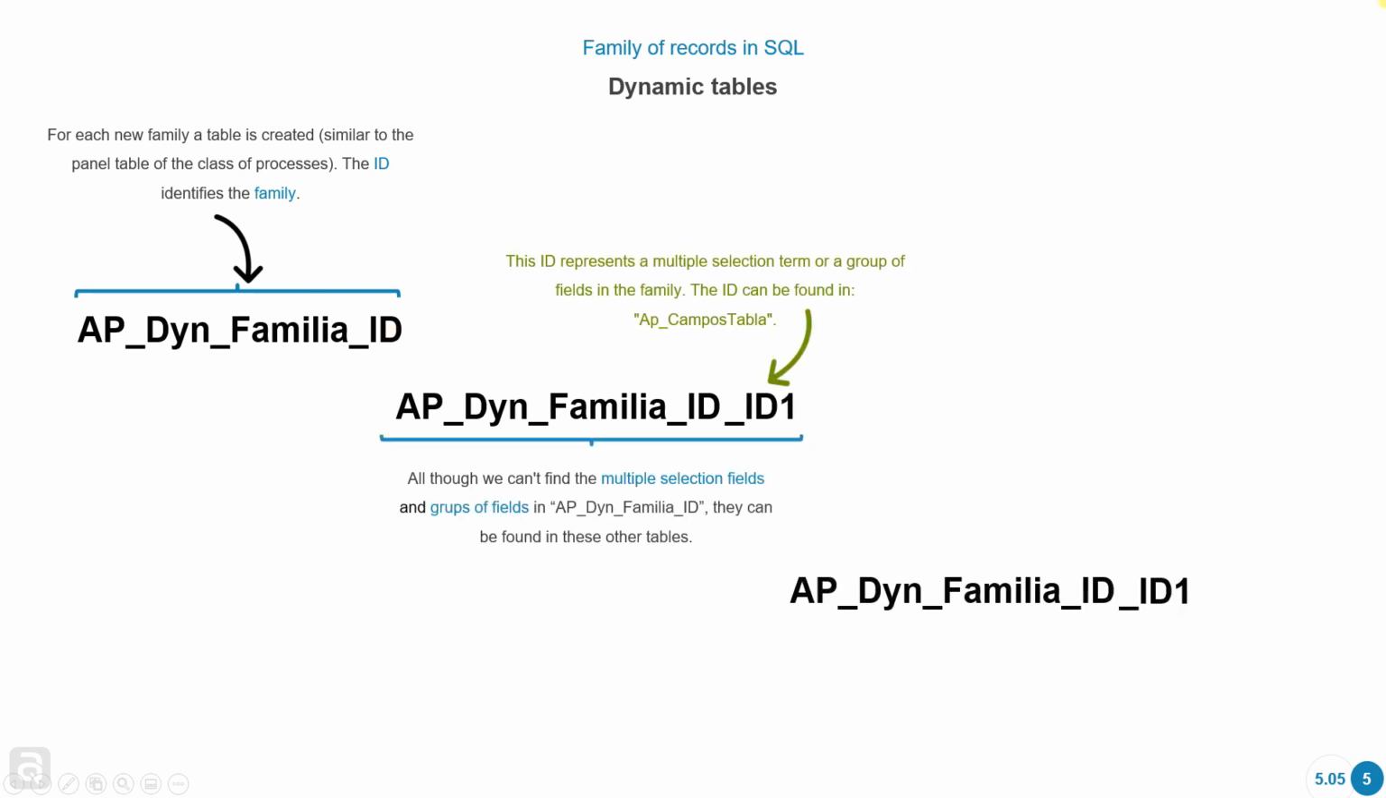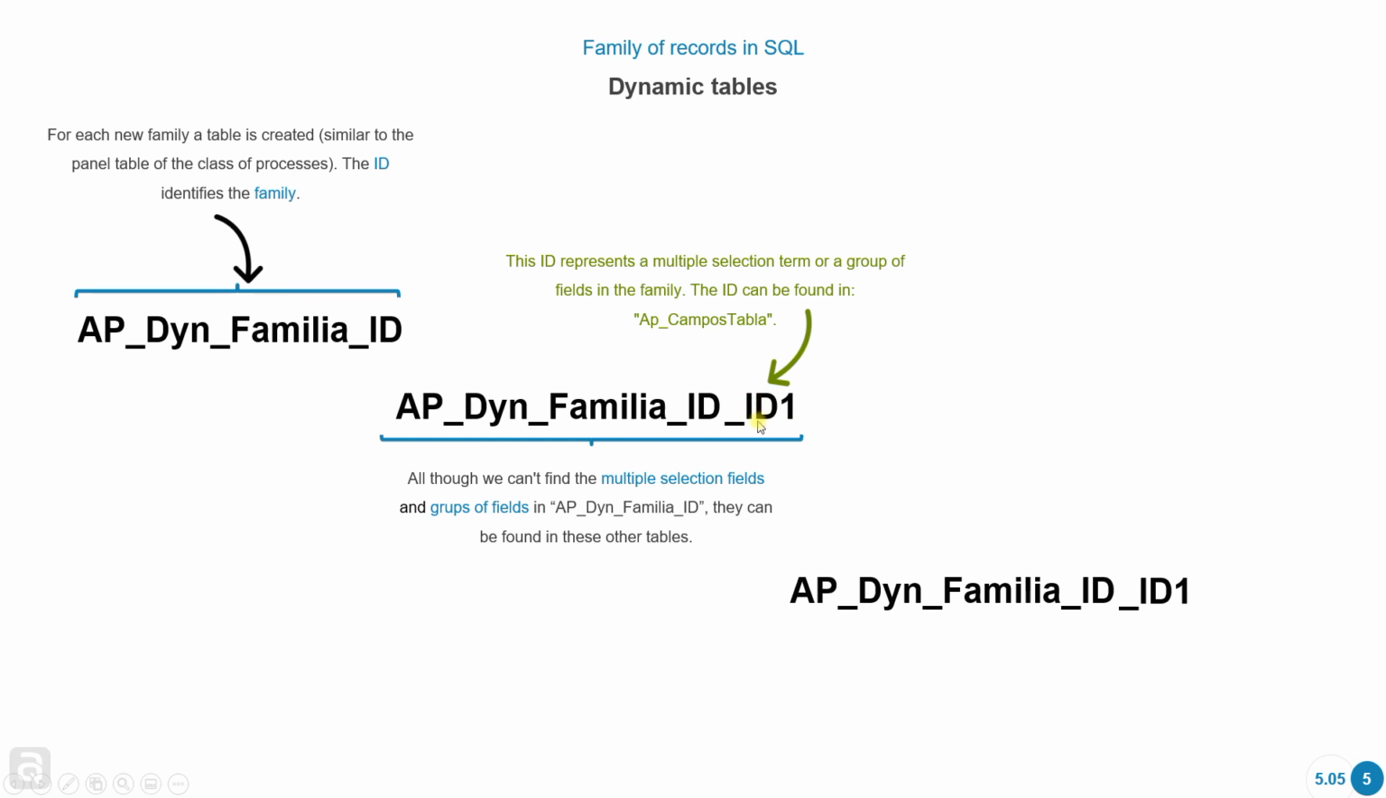Then, the same as we've already explained for the processes, when we have a multiple selection field, or we have a group of fields in a family of records, the same as in a panel of a process, we're going to have a table that's created, and it's going to have first the ID of the family, and then it's going to have the ID for the group of fields or of the multiple selection field.